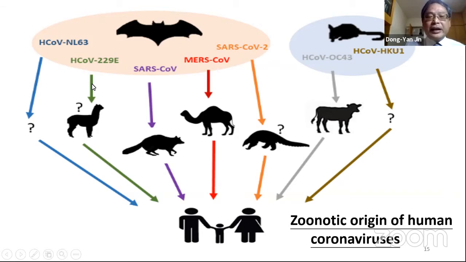And in many cases, particularly in the case of MERS coronavirus, it was well documented that there is a definite intermediate host, in this case the dromedary camel. The dromedary camel got the virus presumably from bats, but this is actually a typical example of an intermediate host turning into a reservoir host.